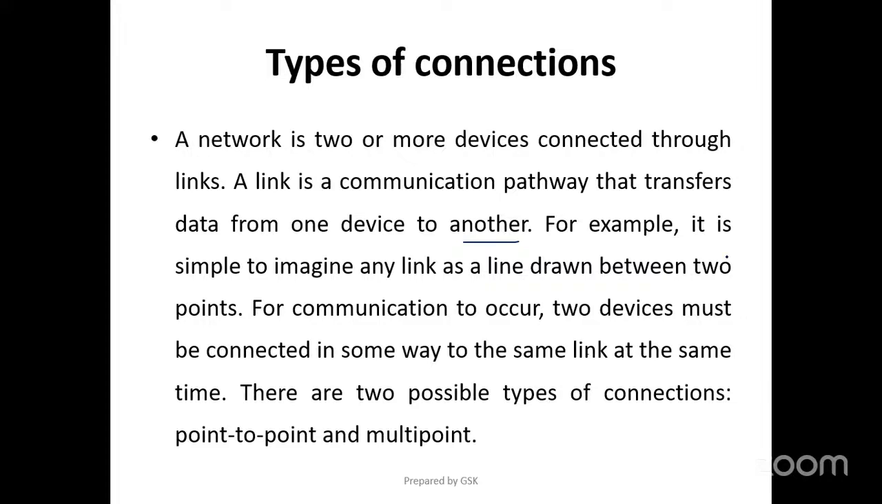For example, it is simple to imagine any link as a line drawn between two points. For communication to occur, two devices must be connected in some way to the same link at the same time. Nothing but, if you want to send data from system X to system Y, those two systems must be connected in some way. How many ways we have, we'll cover later on. So we have two possible types of connections. Those are point-to-point connection, or point-to-point configuration, and multi-point configuration or multi-point connection.